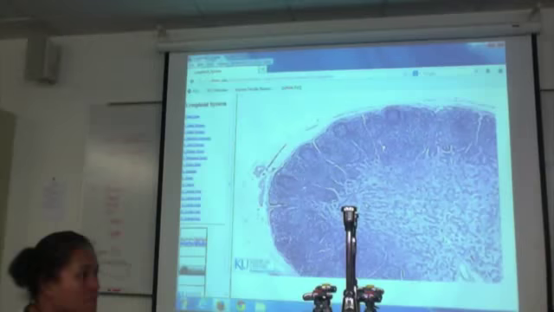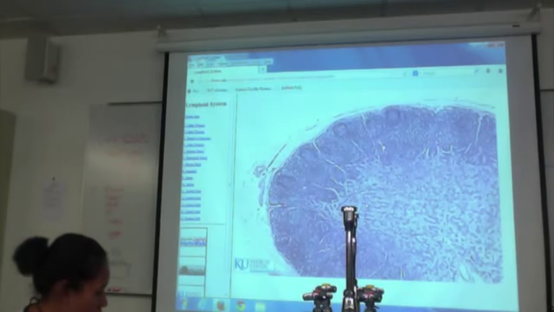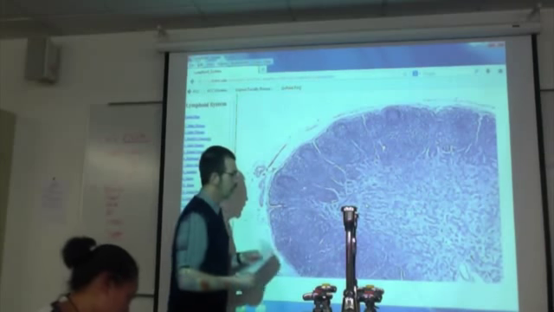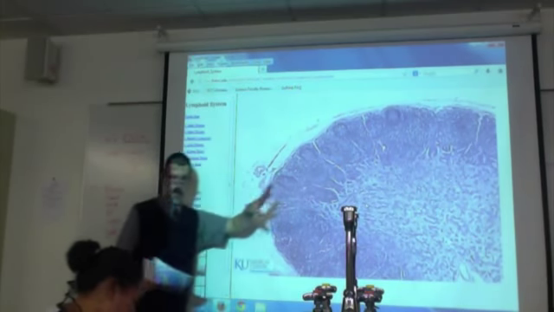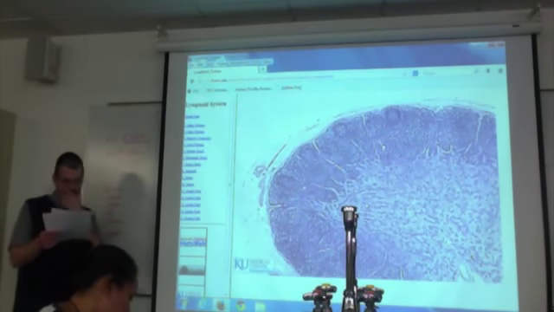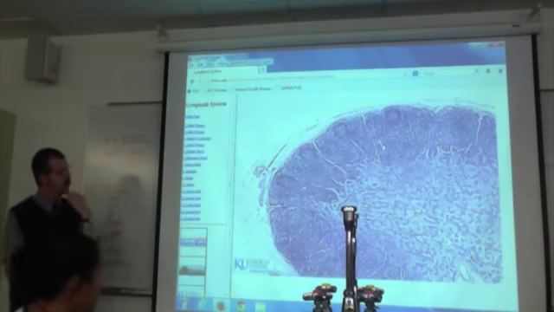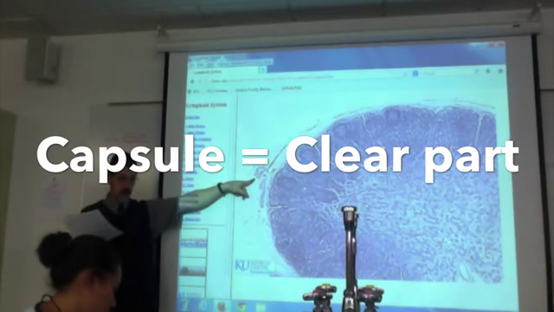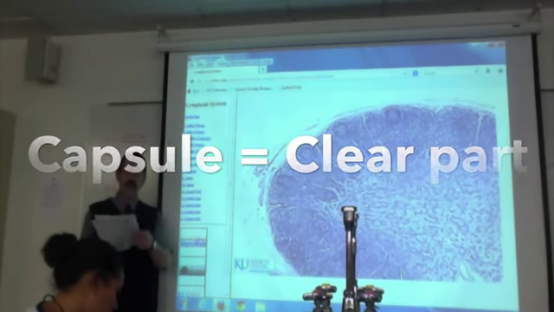Let me show you a different picture. This is a close-up of a lymph node. Notice the layering. We have a clear outside. We have a dark here and a less dark there. Make sense? Okay, so let's start naming these parts. What do you call the outside part that's clear? That's the capsule, right?